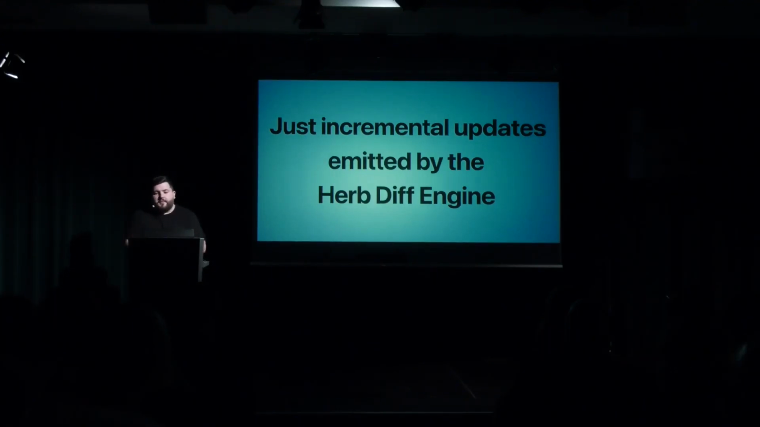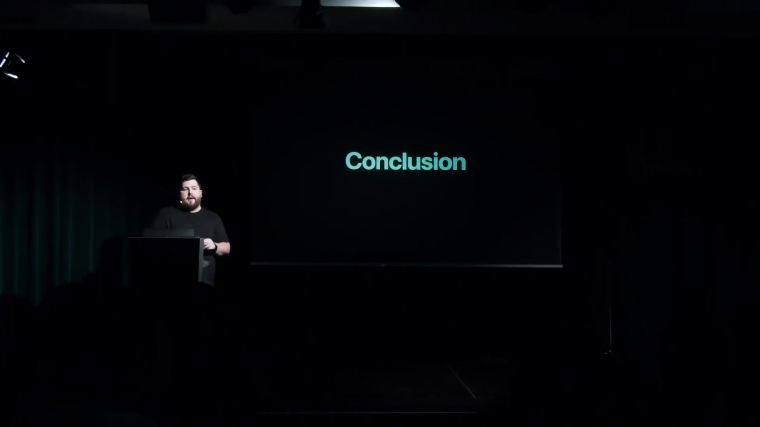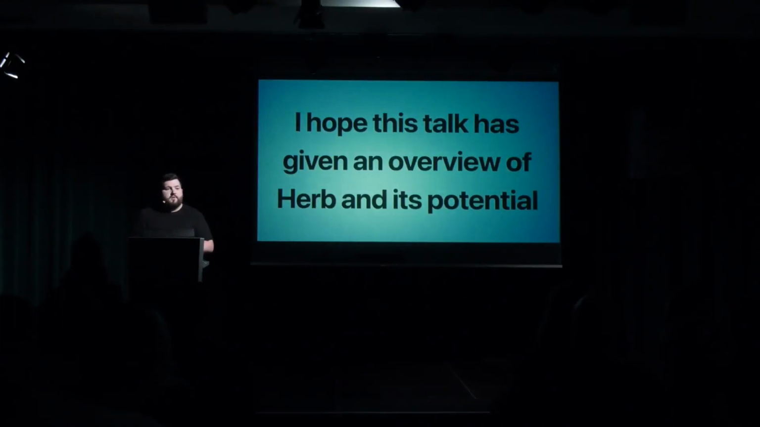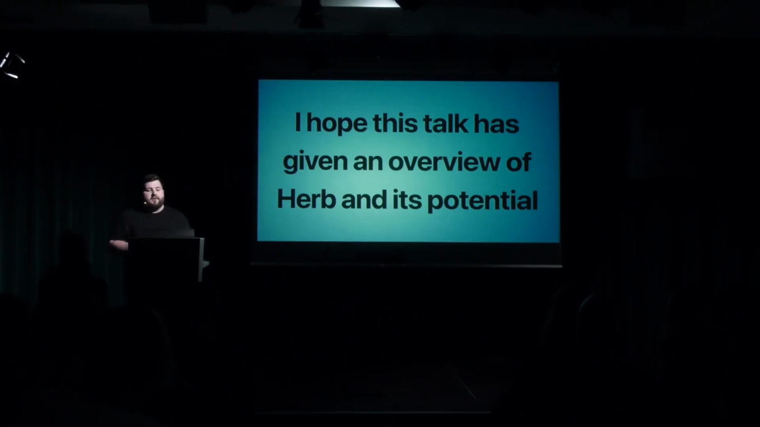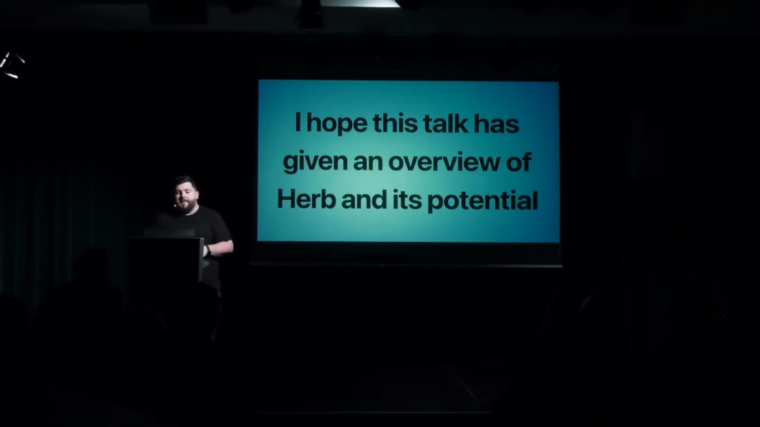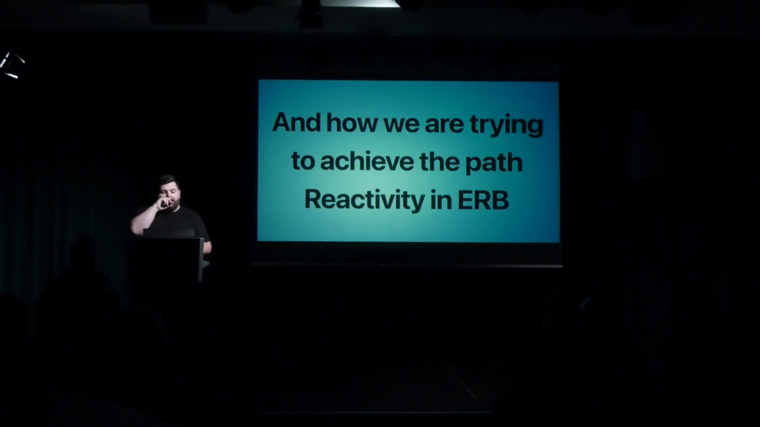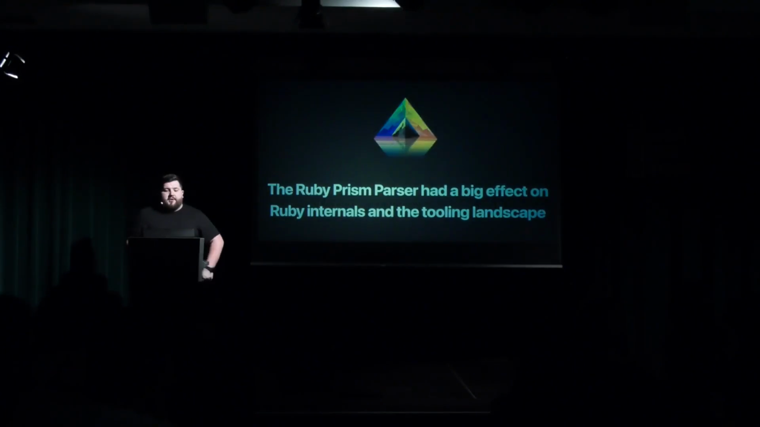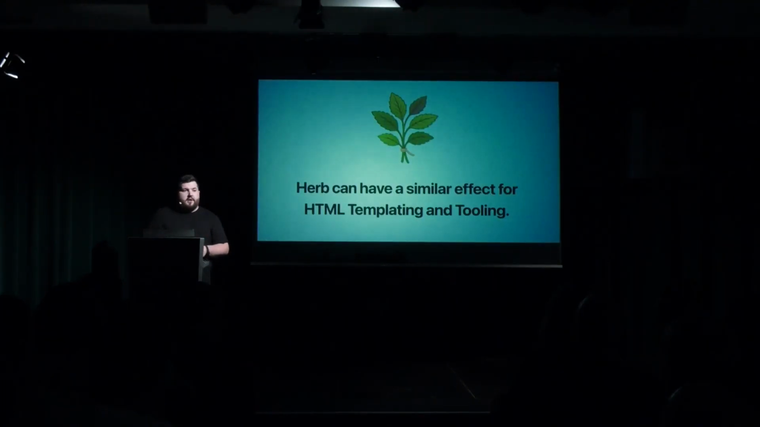But to conclude, I hope this has given you an overview of what Herb is doing today, what it can do, and where it could be going, and how we might eventually be able to achieve this full reactivity for production with ERB. The Prism parser itself had a big effect on the Ruby internals and the Ruby tooling landscape, and I think that Herb can have a similar effect for HTML templating and tooling.